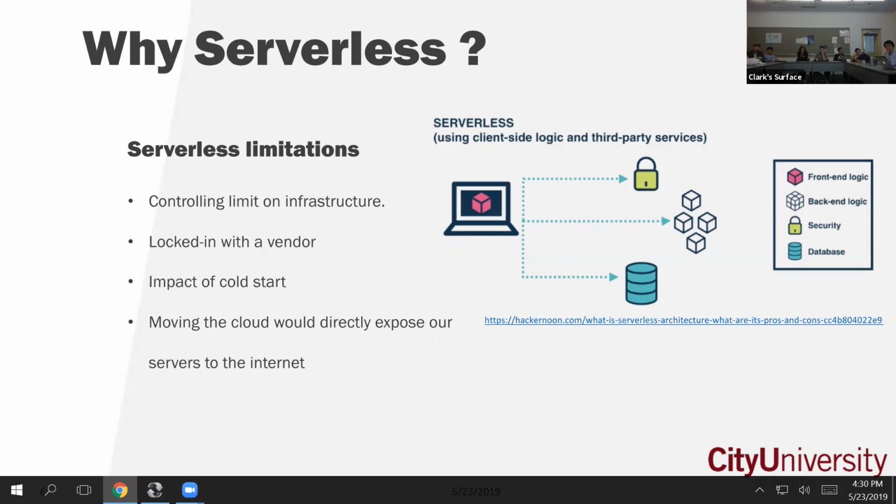Okay. Next is you're always locked in. You would think that with serverless we can just pick and choose different technologies, different cloud providers, but no. It's going to be so hard to maintain. So you're forced to be in one cloud service provider. And another one is the impact of cold start.